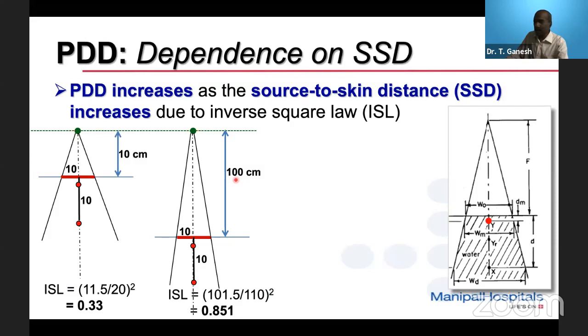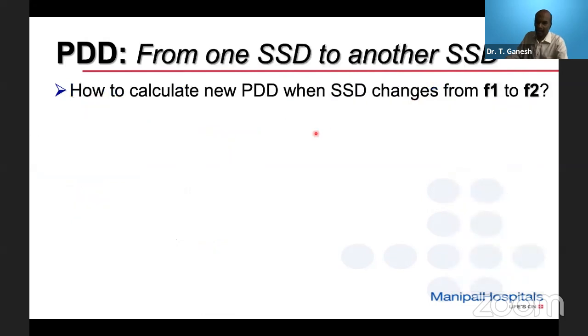And similarly, we take another example, 80 centimeter, 100 centimeter. If you substitute the values, once again you can find here the inverse square law factor is 0.82, and here the inverse square law is 0.851. However small the difference may be, the bottom line is that as the SSD is increased, the inverse square law factor will increase. And that is the reason for the increase in PDD when you increase the source to skin distance.